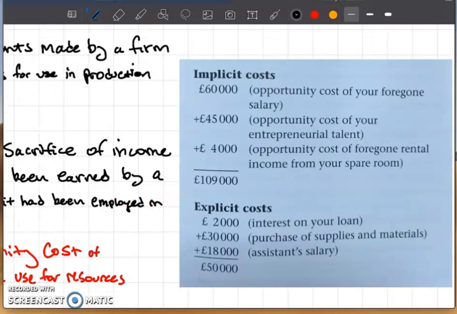So here we can see an example from Art Tregieki's book. We have our implicit costs, which all add up to £109,000, and explicit costs, and it breaks it down as to what each of those things are, that add up to £50,000. So if we want to find the total economic costs together, we'd add our implicit costs to our explicit costs. This would give us a total economic cost of £159,000.